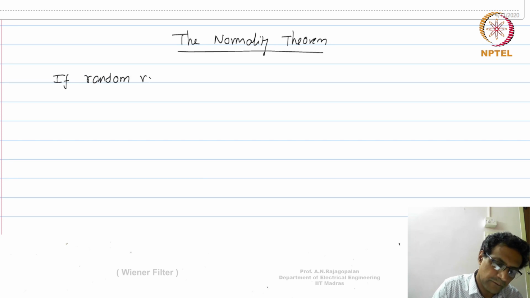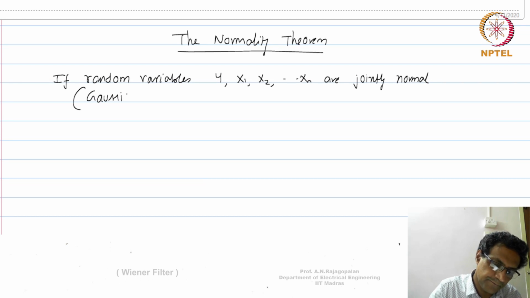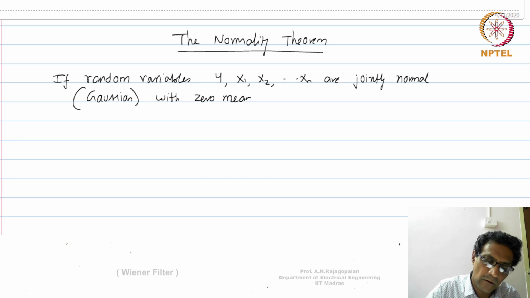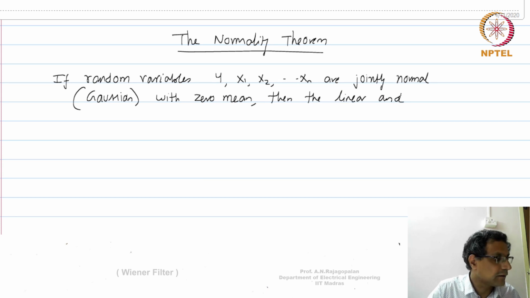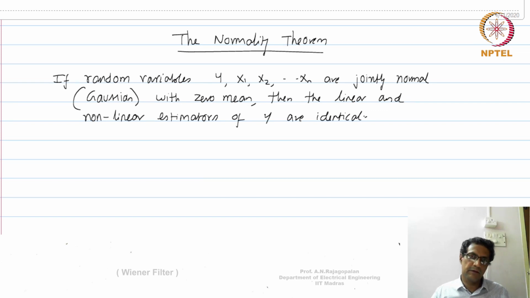if random variables y, x1, x2, all the way up to xn are jointly normal, that is jointly Gaussian. Normal means normal in the sense that they are jointly Gaussian. Normal means Gaussian. With zero mean, then the linear and nonlinear estimators of y are in fact identical. This is the statement of this normality theorem, and let's look at the proof.